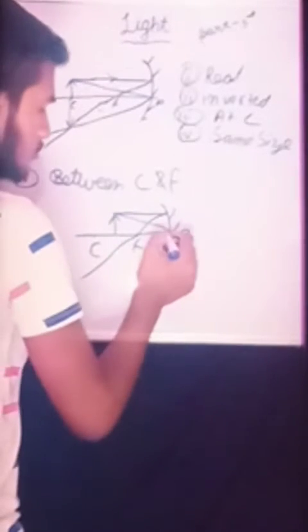Here is our object. Whenever a ray is parallel to the principal axis, it passes through the focus. And whenever a ray passes through the pole of the mirror, angle i equals angle r is formed. So we know the image is somewhere here. Now we have to see the nature. It is on the left side of the mirror, so it is real and inverted.